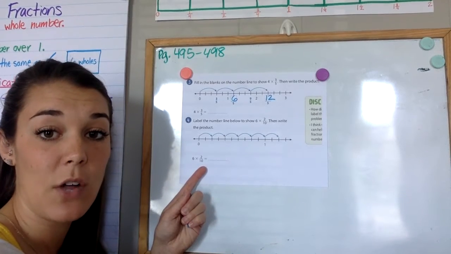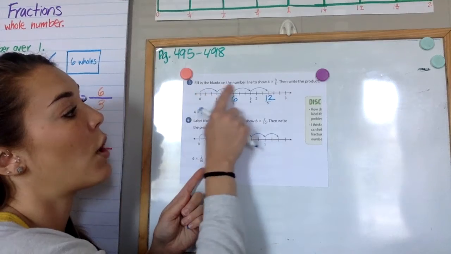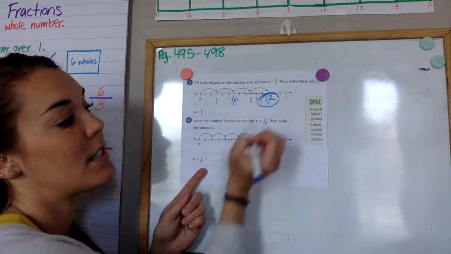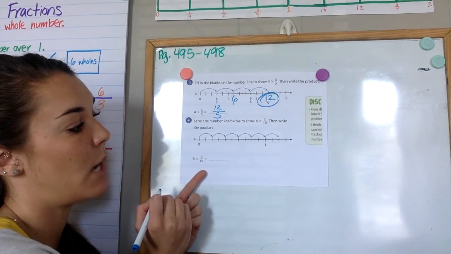The way I find the answer on the number line is since I jumped up 3/5 4 times, my answer is 12/5. Okay?